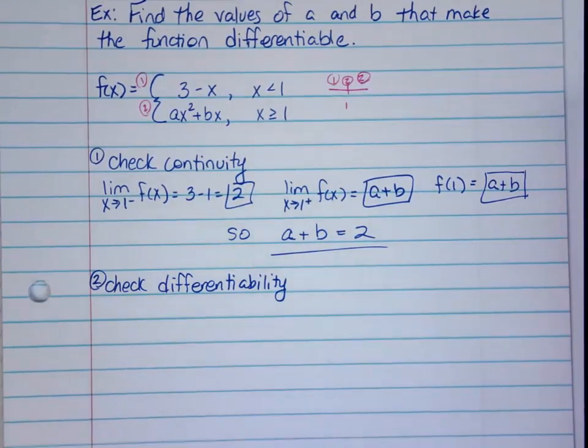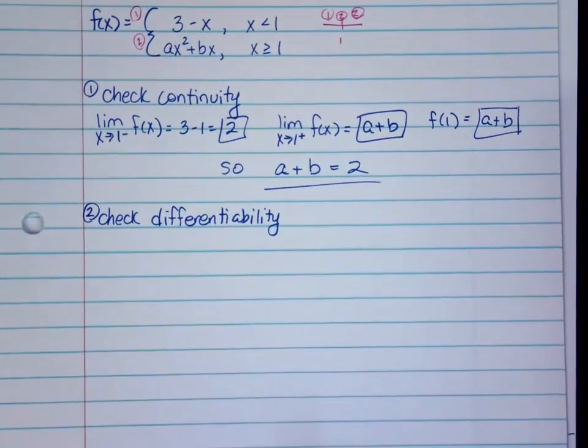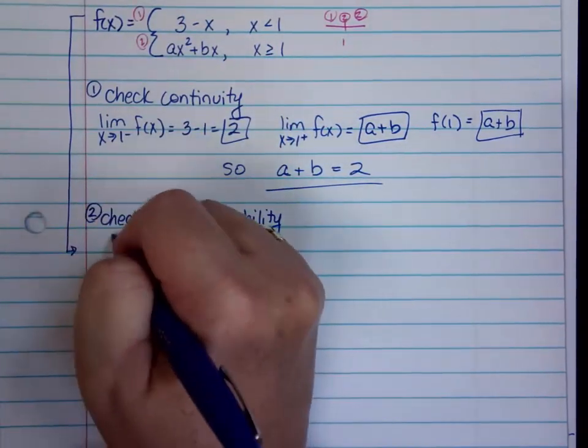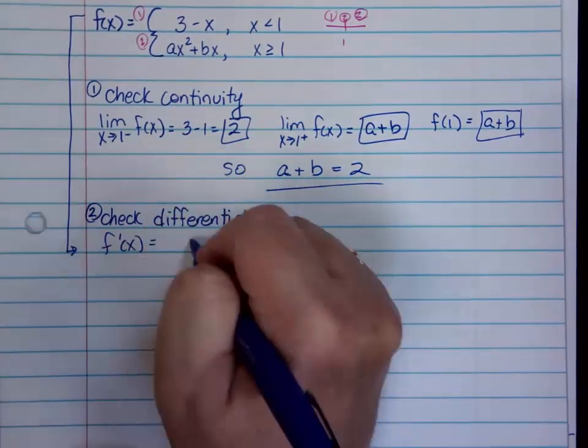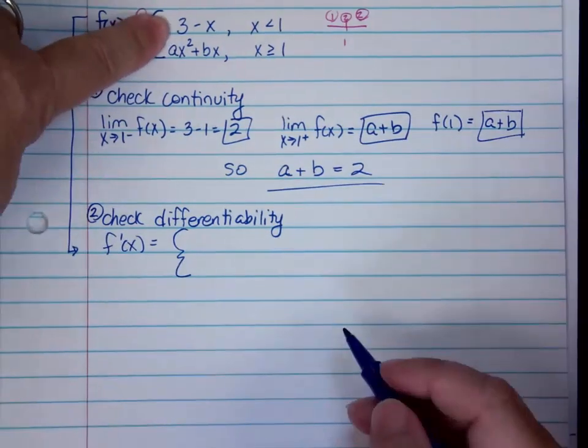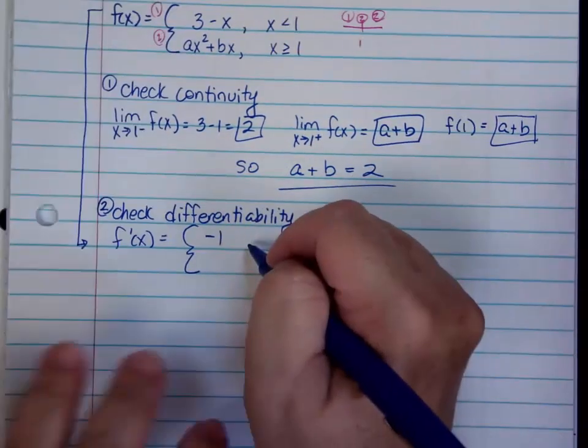Now, in order to do that, what do I need to do to my function? Find the derivative. I need to know what the derivative is. So, here we go. Move it down. F prime of x equals. It's another piecewise function. First equation should be no problem. What's the derivative of the first equation? Careful. Negative 1. Comma, x is less than 1.